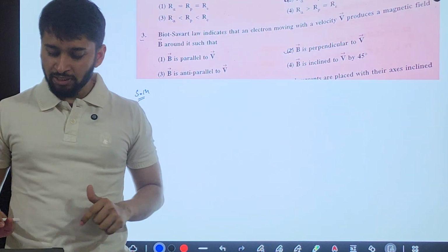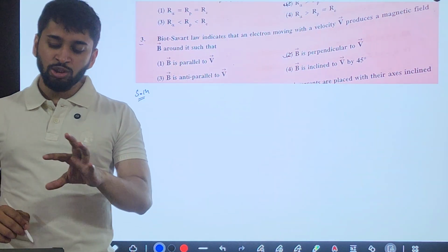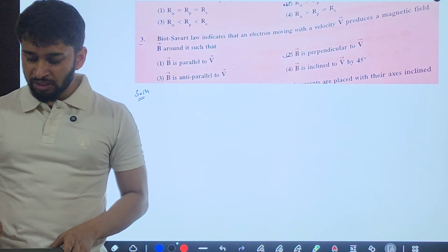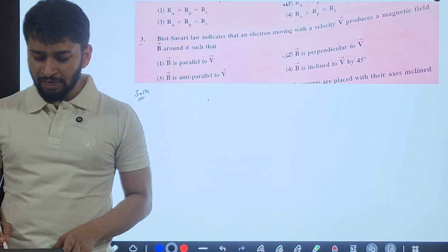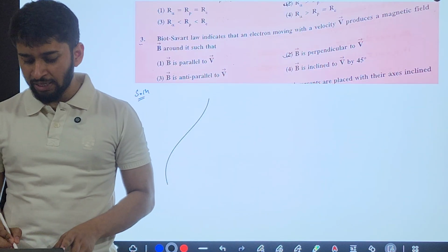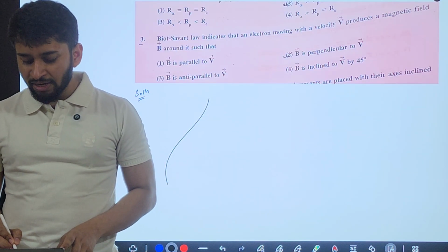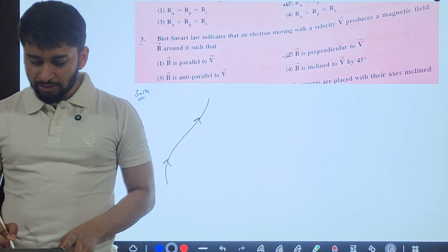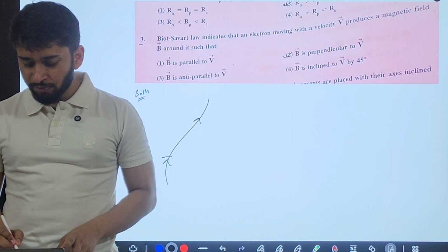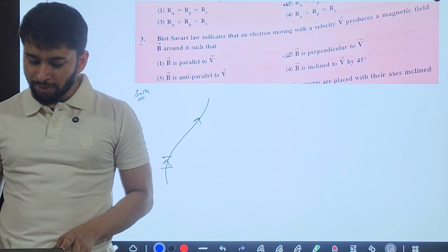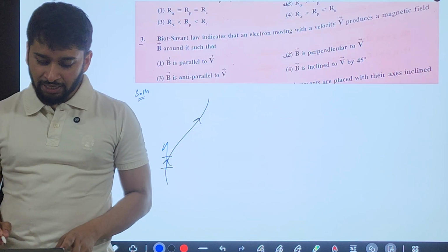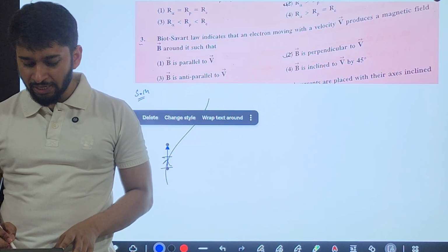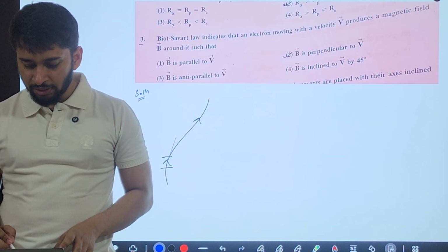What does the question say? Question says Biot-Savart's law indicates that an electron moving with velocity v. What does Biot-Savart's law indicate? Let us revise Biot-Savart's law quickly. If you have a current carrying wire, then for the magnetic field due to a small current carrying element, the direction of the current carrying element will be along the tangential direction at any particular instant.